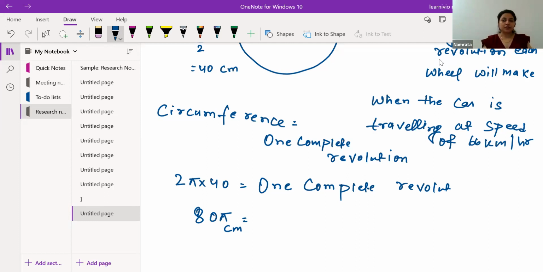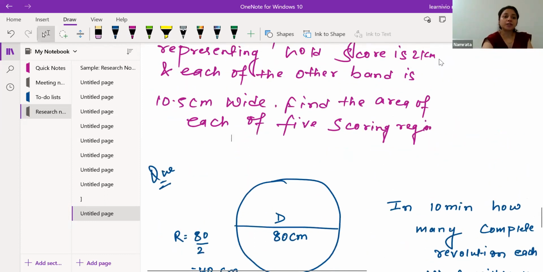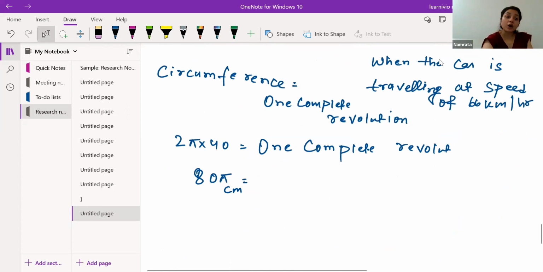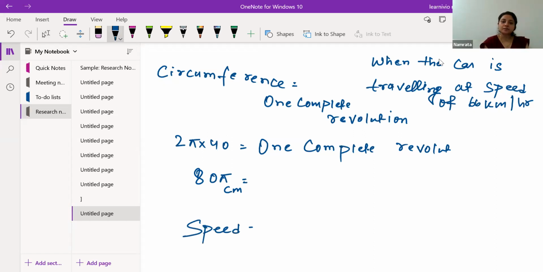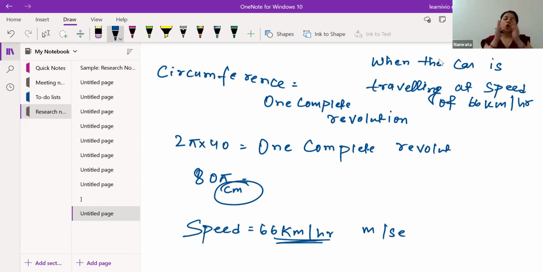Okay. What do we have to find here? In 10 minutes, how many complete revolutions is the car making? The speed of the car is given as 66 kilometer per hour. We have to convert this unit to meter per second first, because here centimeter is there, and this one also I will convert to meter. Before moving ahead, we have to make all the units the same.